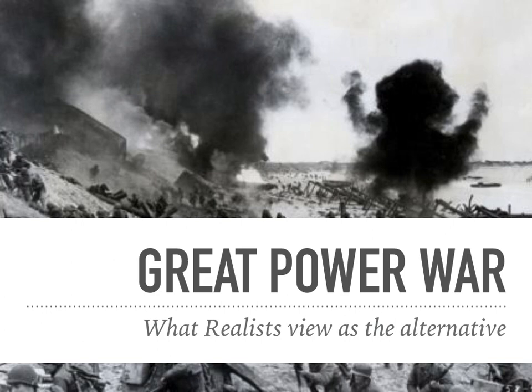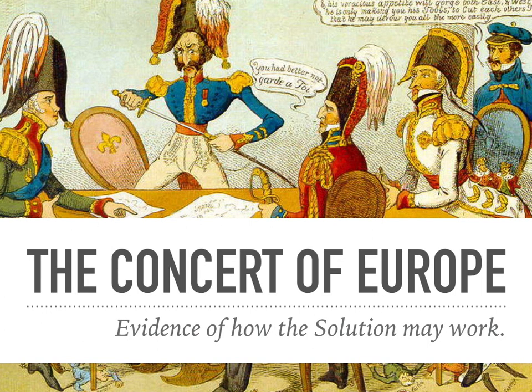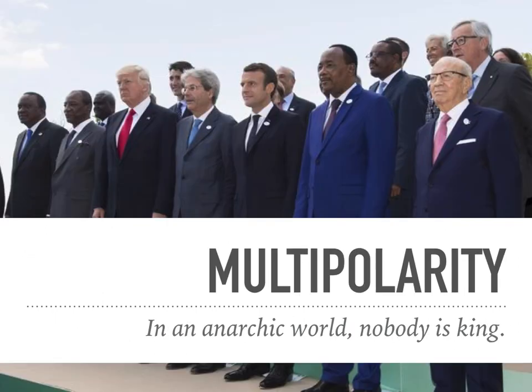Now, realists point to this idea of the Concert of Europe. The Concert of Europe was a system of power that existed after the Napoleonic Wars in Europe, in which all the countries in Europe roughly had similar amounts of political and military power. And sure enough, peace was maintained. What realists refer to this as is multipolarity, the distribution of power in a multipolarized world where various countries have power. Because in an anarchic world, no one is king. And for realists, they argue nobody should be king.